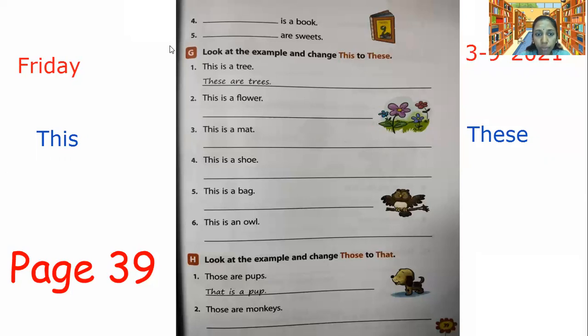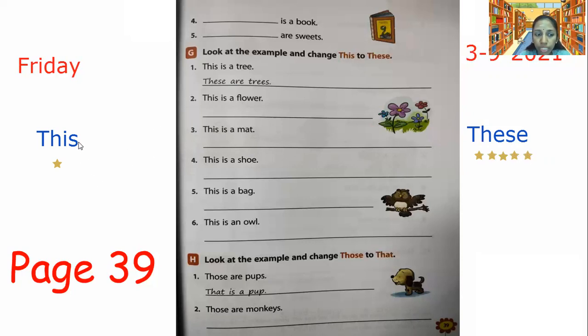So I will draw a star here. Only one. There is only one star because this we use for singular. But when it comes to T-H-E-S-E, I will draw more than one because it's plural now. So you must always remember about these, children.